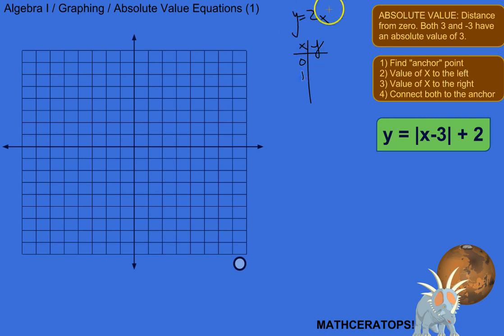You plug those values into your function. So for this first one, y is equal to 2 times 0, because x is 0 in this case. So it's going to be 0, and then y equals 2 times 1, which is 2. So then you can plot those 2 points.